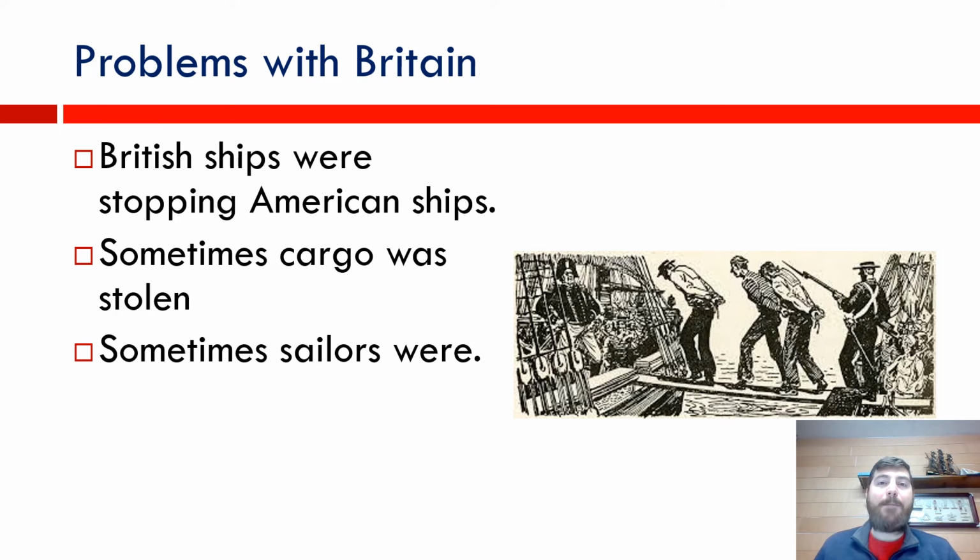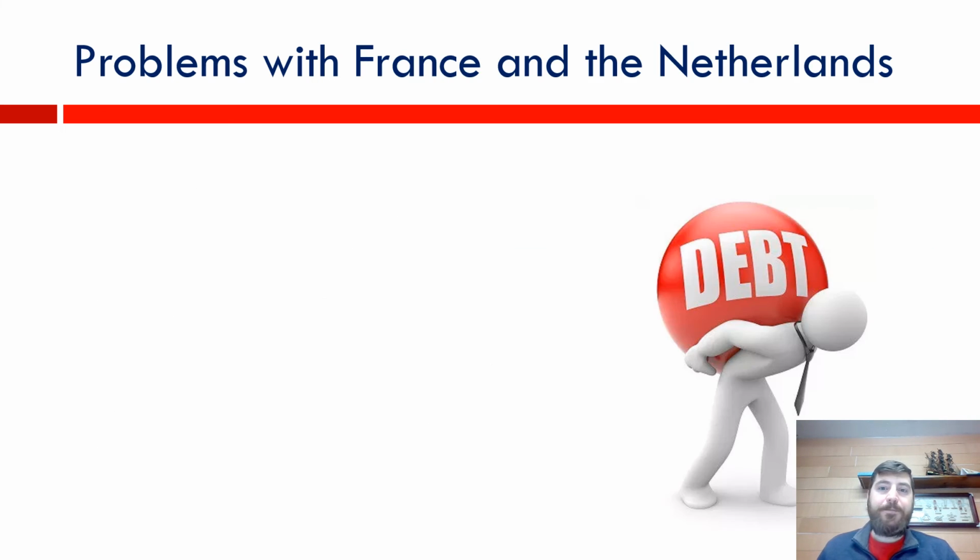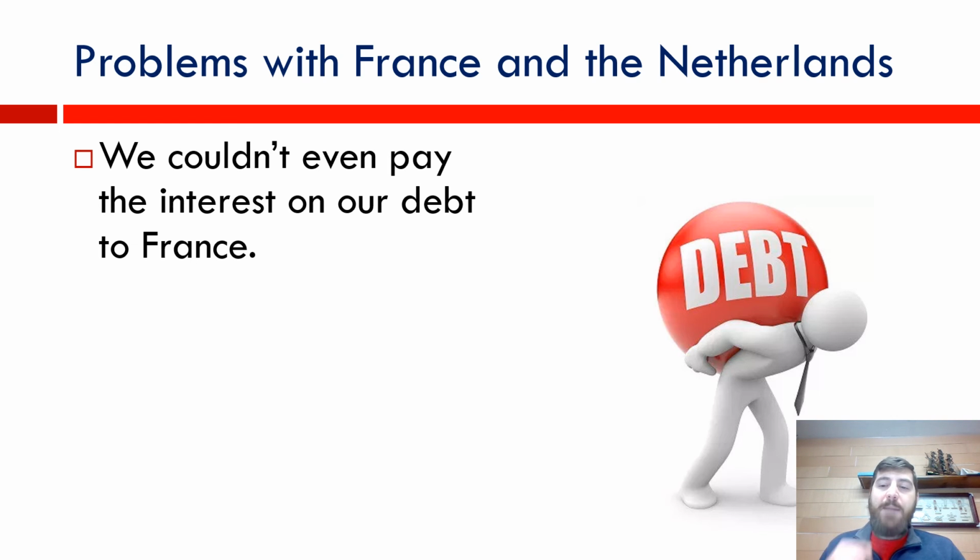So they keep on kidnapping American sailors to force them to work for England. And of course, that makes America very mad. But there's nothing we can do about it because we don't have a navy. So they are attacking our ships, and there's nothing we can do. And that's not good. We couldn't even pay the interest on our debt to France.